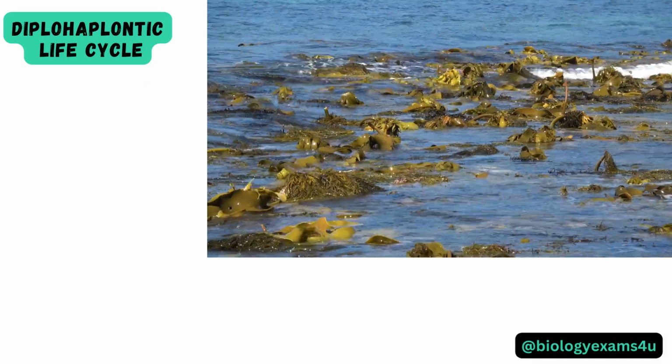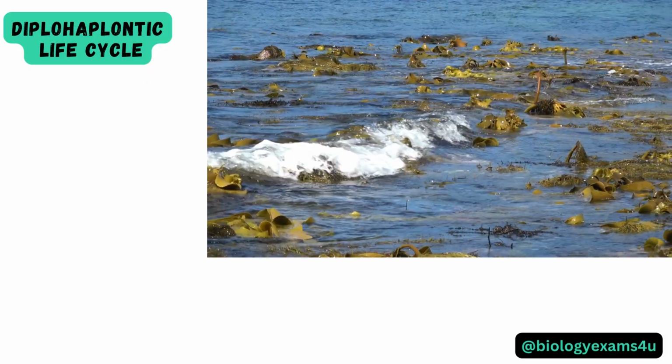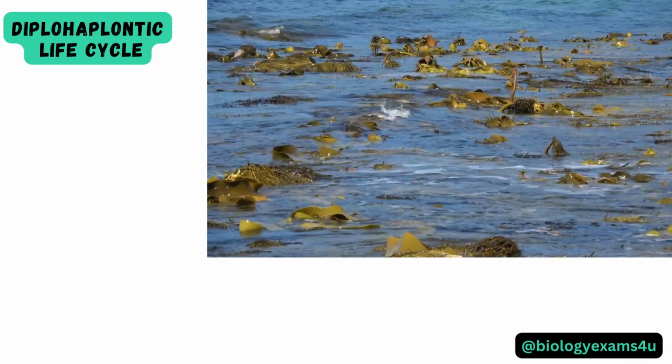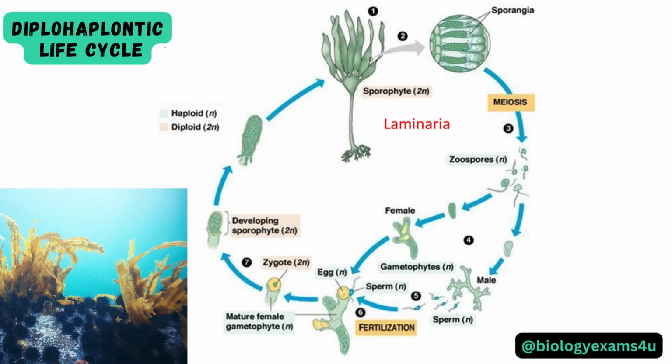Now let us see a second type of life cycle, called the diplohaplontic life cycle, where both diploid phase and haploid phase are equally dominant. This is Laminaria, a seaweed that belongs to brown algae or Phaeophyceae. As you see, the sporophyte is well developed with leaf-like structures and root-like structures, made up of pseudoparenchymatous cells. This structure forms sporangia. Inside the sporangia, cells undergo meiosis, forming zoospores.